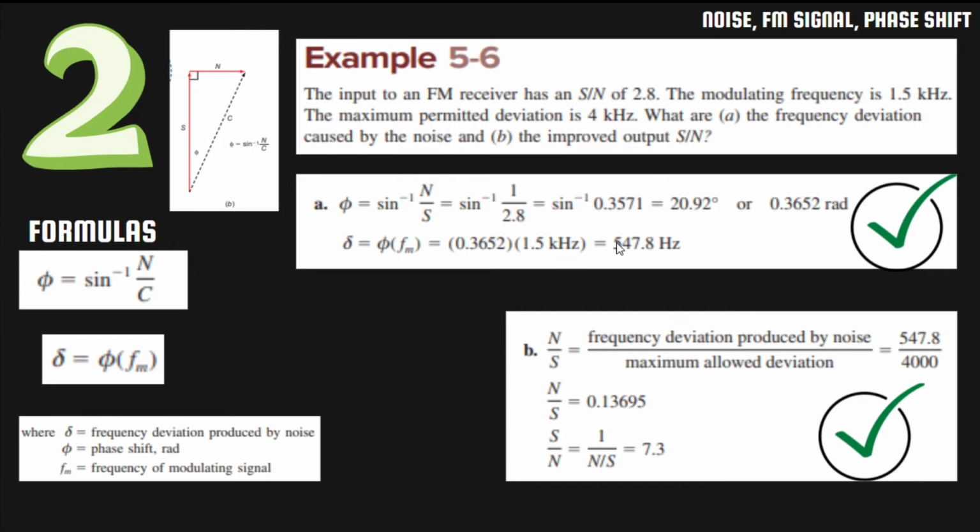Next, we will get the improved output. So the noise to signal ratio is equal to 547.8 Hz all over 4,000. So that is the maximum permitted deviation. So the noise to signal ratio is 0.13695, and getting the reciprocal, 1 over N over S is equal to 7.3. So that is the improved output signal to noise ratio.